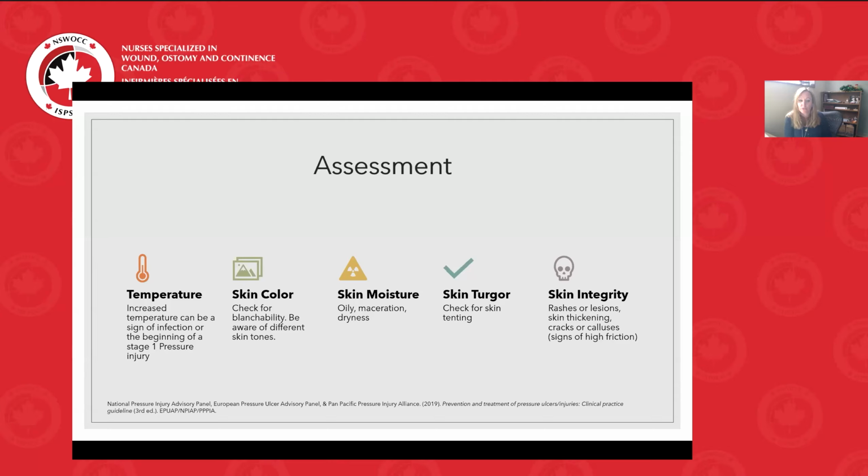We want to check the skin turgor, to see if the patient's too dehydrated. Does the skin tent? Or on the opposite end, is the skin very edematous? Because that can put them at a higher risk for developing a pressure injury also. And then looking at skin integrity and making sure that we're documenting any rashes or lesions that are present, any skin thickening or calluses, any cracking that can be signs of high friction. We know in the feet, especially in our diabetic patients, if they come in with a callus on their foot, that area is a high area of friction.